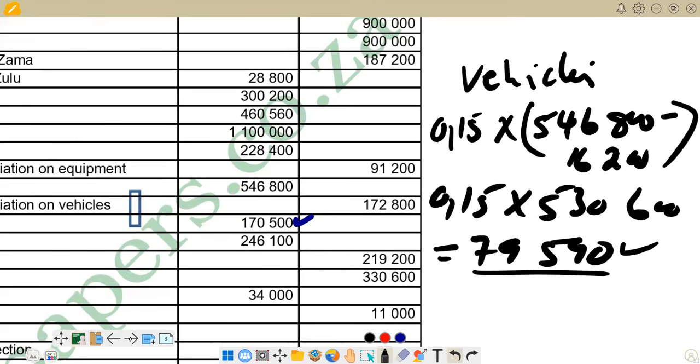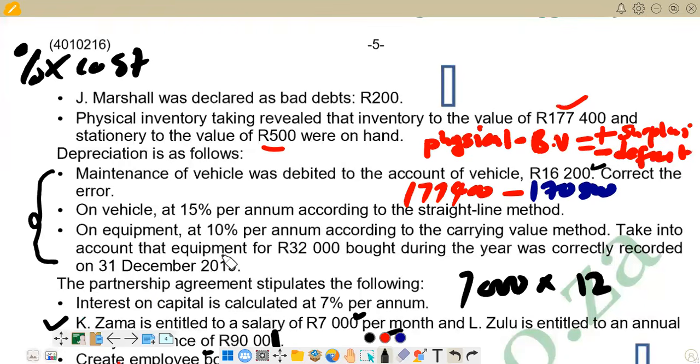So we go now and see what we have in terms of the other fixed asset or non-current asset that we are given there. We also have equipment. They are saying on equipment, a 10% per annum according to the carrying value method. Take into account that equipment for 32,000 bought during the year was correctly recorded.